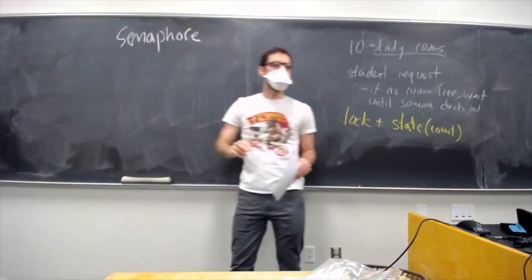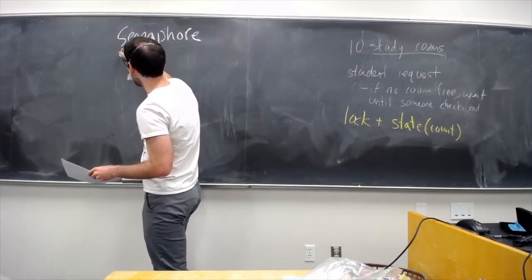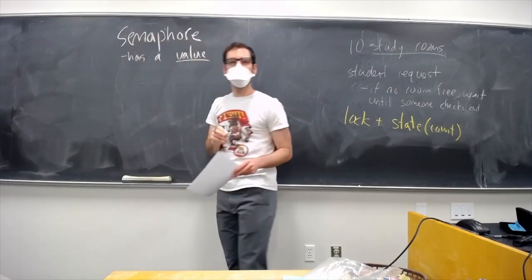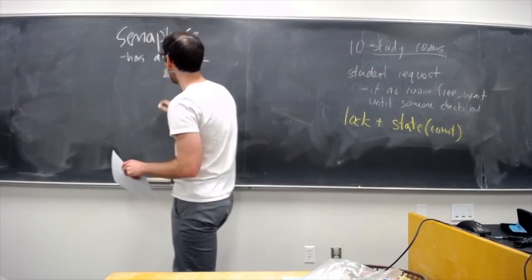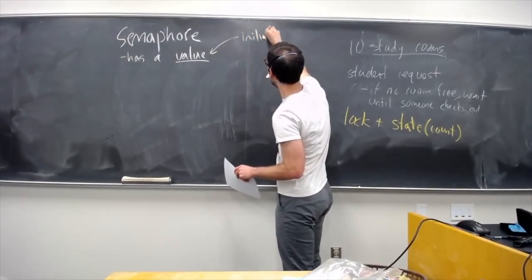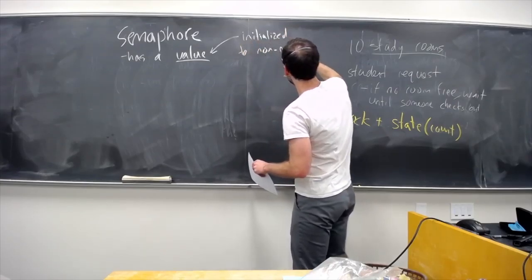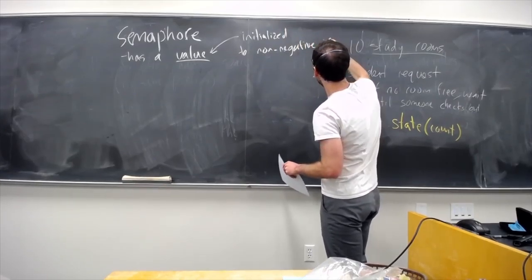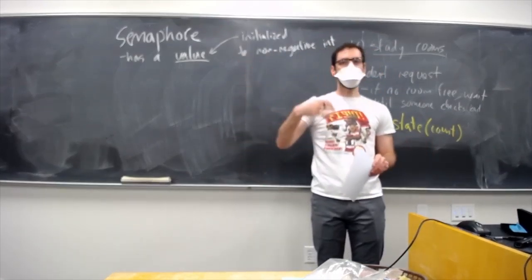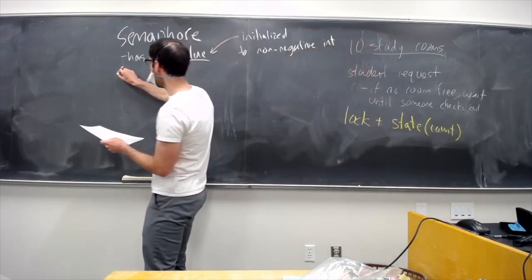And so this is exactly what the semaphore does. It has a current value, and this value is initialized to some non-negative integer. So we're going to start out our semaphore with 0 or 2 or 5.